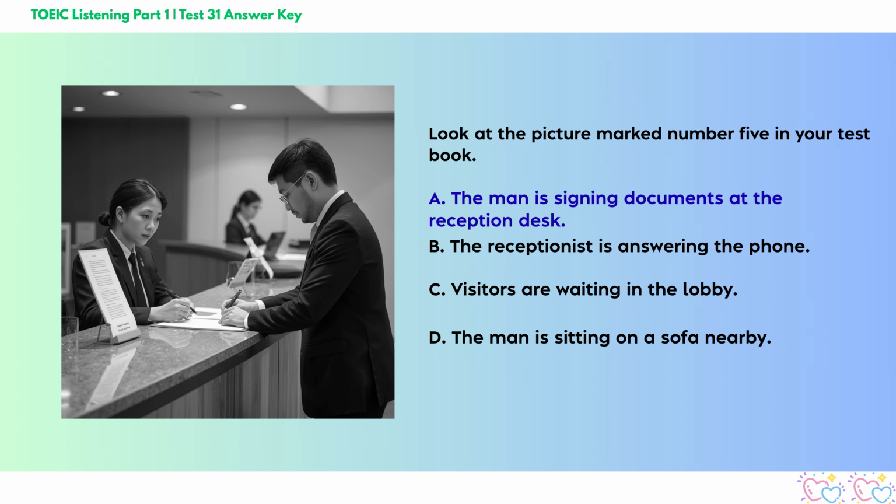Look at the picture marked number 5 in your test book. A. The man is signing documents at the reception desk. B. The receptionist is answering the phone. C. Visitors are waiting in the lobby. D. The man is sitting on a sofa nearby.